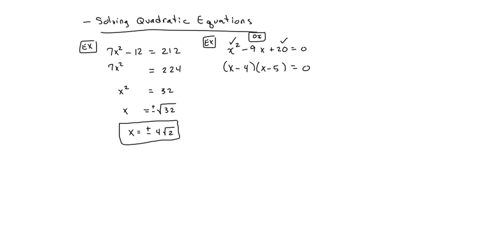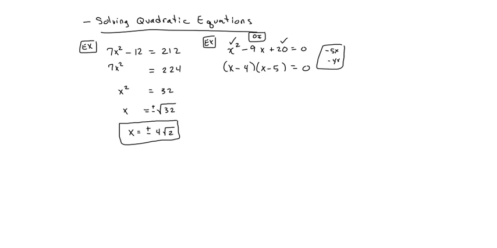And that's going to work out because the outer product, when I multiply the outer terms, the ones that are on the outside, x times negative 5, that's negative 5x. And if I multiply the inner ones, negative 4 times x, that's negative 4x. So negative 5x as the outer product, negative 4x as the inner product. When I combine those together and add them up, I get negative 9x. So this is what you do to factor using the reverse FOIL method.